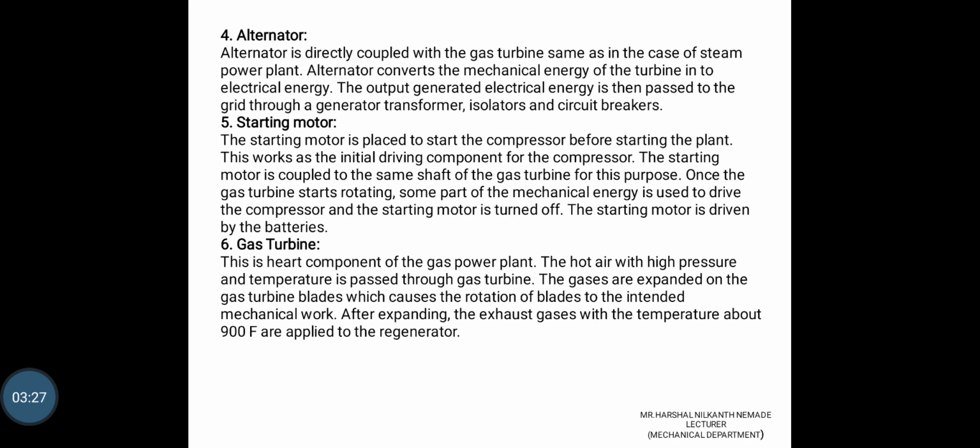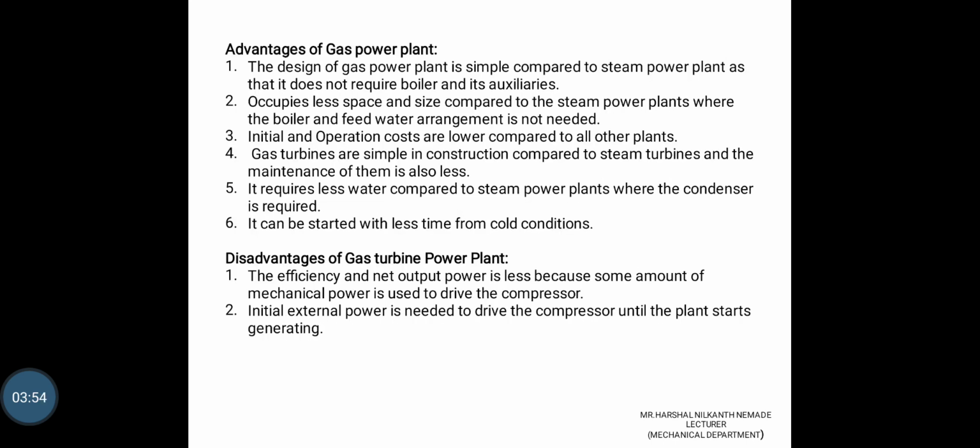Gas turbine. This is the heart component of a gas power plant. The hot air with high pressure and temperature is passed through the gas turbine. The gases expand on the gas turbine blades, which causes the rotation of the blades to produce mechanical work. After expanding, the exhaust gases with a temperature above 900 Fahrenheit are applied to the regenerator.